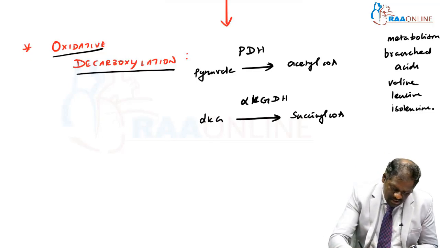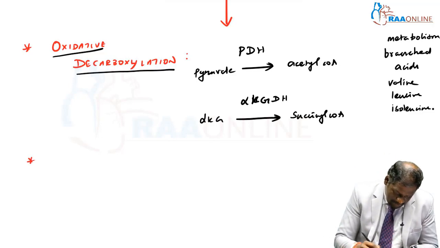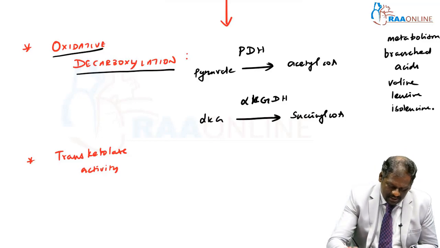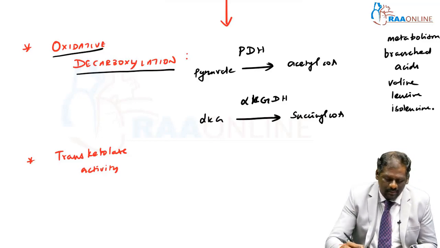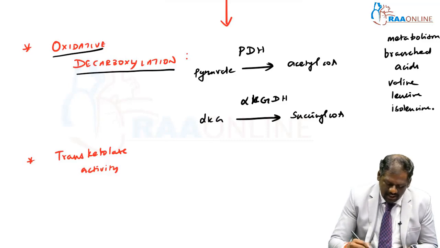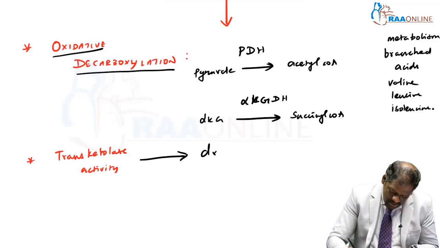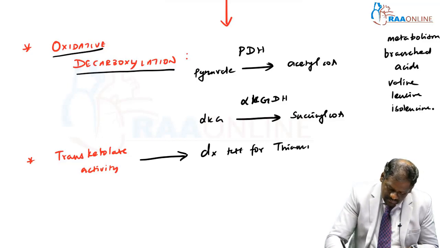Another important function of this is transketolase activity. What exactly happens in the transketolase activity of thiamine pyrophosphate? It occurs in RBCs. So it is actually used as the diagnostic test for thiamine deficiency.